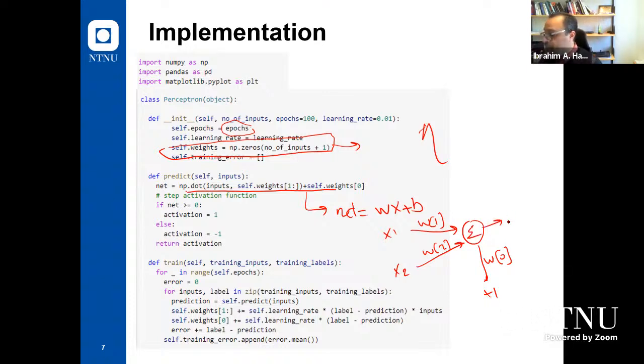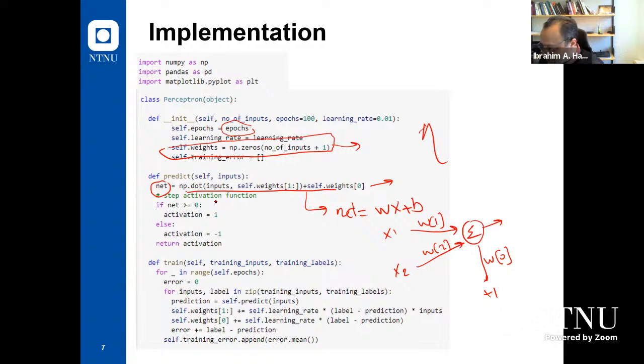So the equation is very simple. It's omega x. This is the decision boundary, which we will use for prediction. So this net value, if it equals zero, it means the point is located on the line. If it is positive, the point is located above the line. Negative means the point is located below the line. So we will calculate this net value, which is omega x plus b.